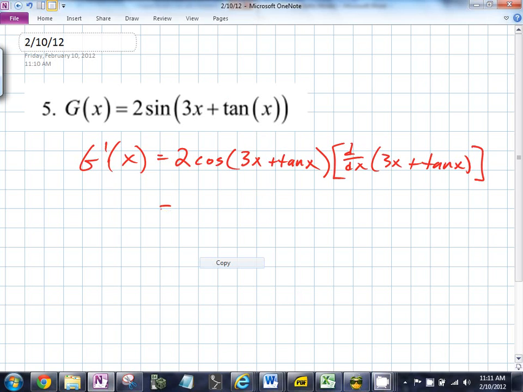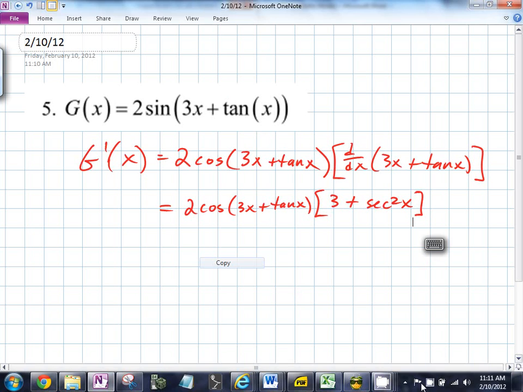Correct. So you end up with 2 cosine 3x plus tan x, right? Yep. 3 plus what? Secant squared x. All done. That's it. No more. You're all set.